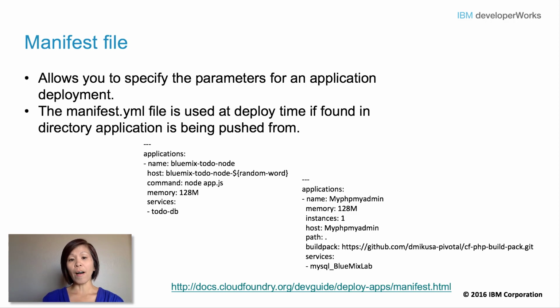The manifest file allows you to specify the parameters for an application during deployment. So if there is a manifest file found in the directory, then during deployment, the command line interface would use that manifest file. Here are two examples of what can be in a manifest file. There is some required information like the name and some other optional information as well, like you can specify the memory, the instances and services, and so on. And for additional information, you can click on the link below.